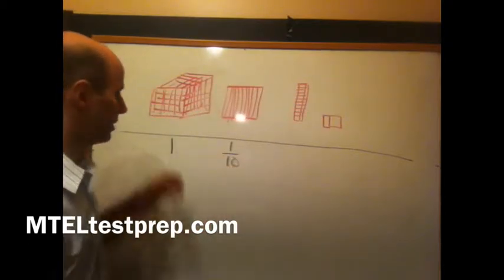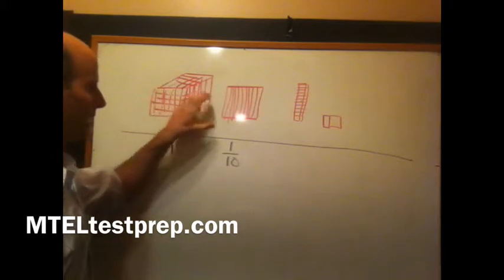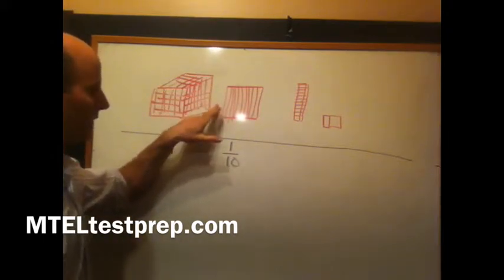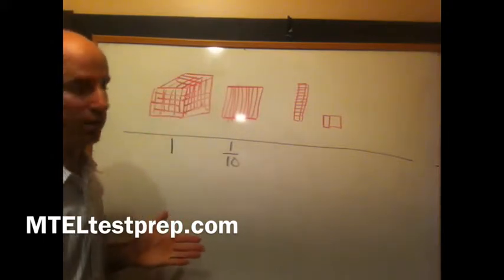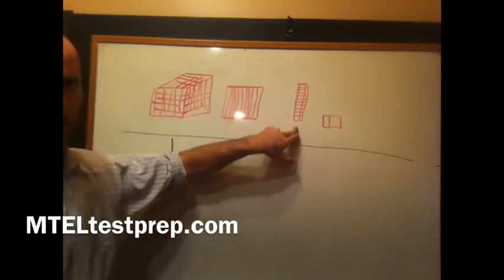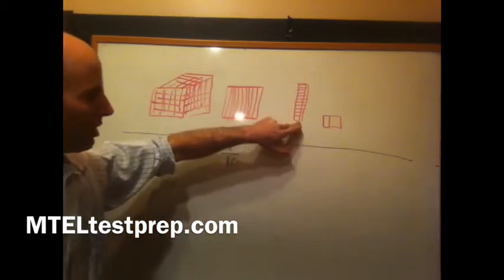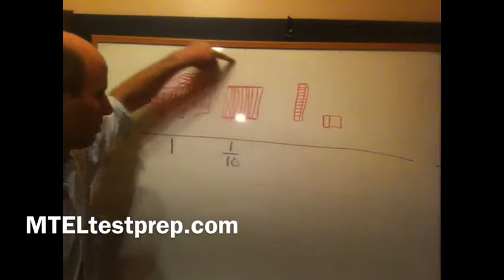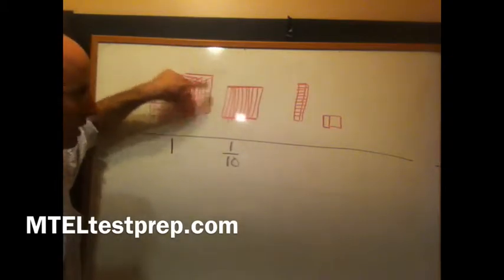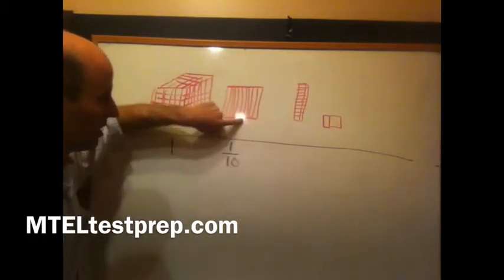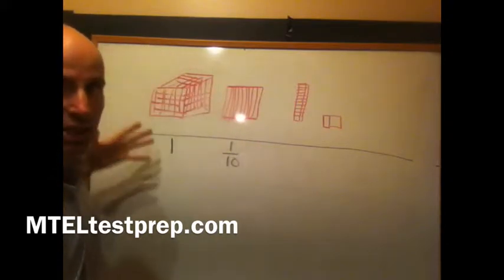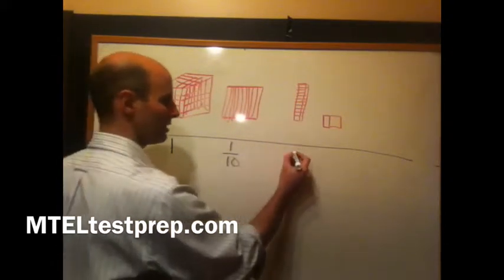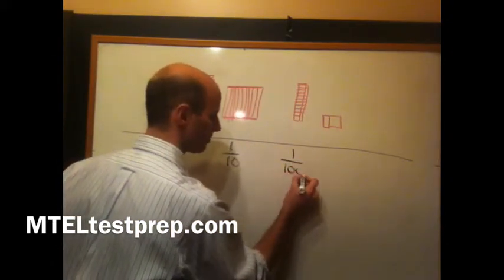Makes sense. If this is a whole, and I can divide it into 10 parts, each one of those parts is 1/10. Well, what would a stick be? Believe it or not, 100 of these sticks would fit into this whole, because 10 of the sticks fit into one sheet, and there are 10 sheets. So each one of these sticks is equal to 1/100th.